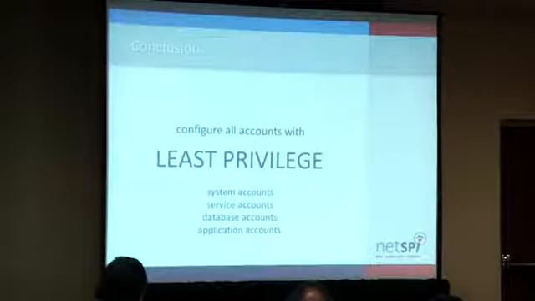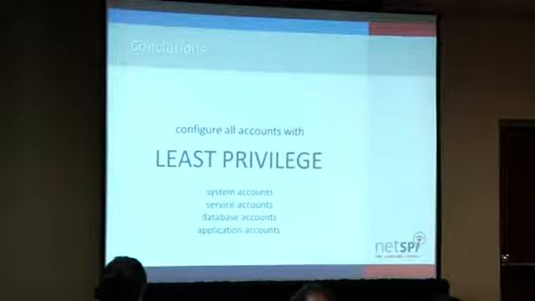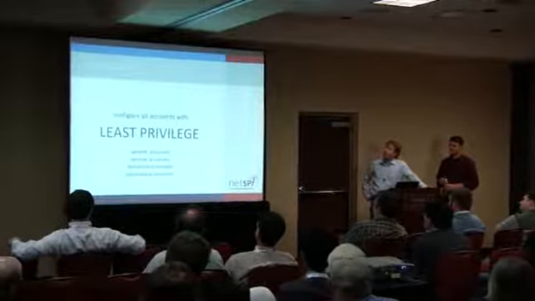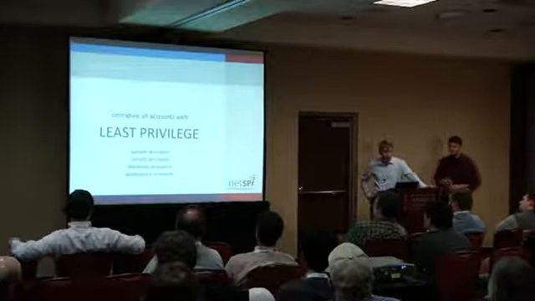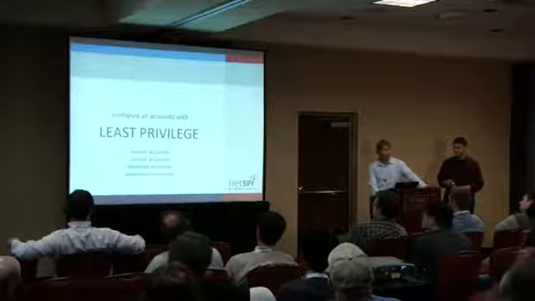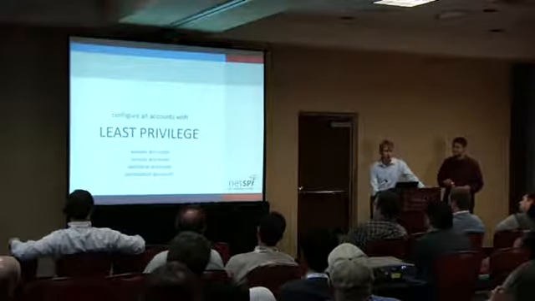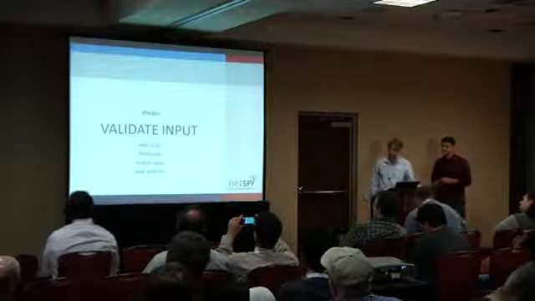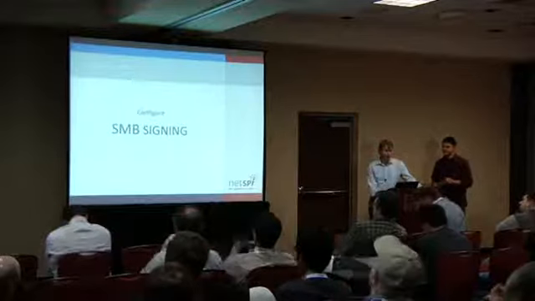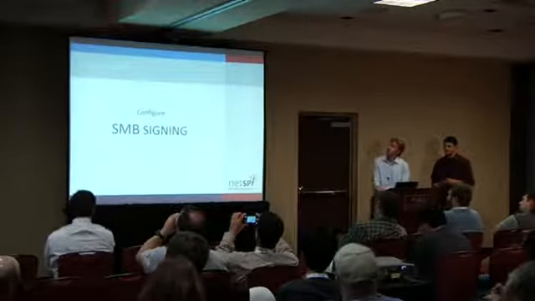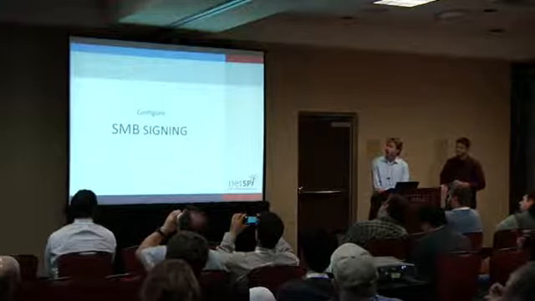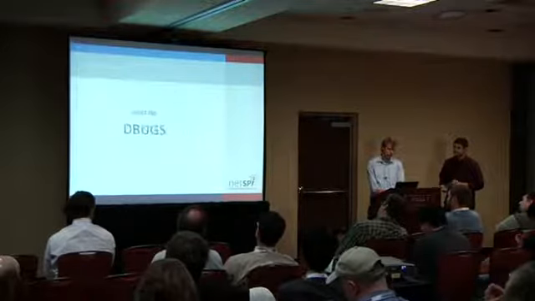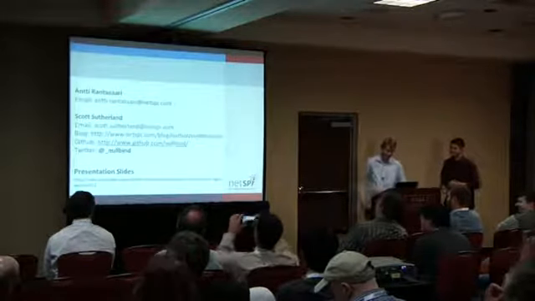A couple of conclusions quickly. Configure all accounts with least privilege. System accounts, service accounts, database accounts, application accounts, and the links as well. Because most likely, if you have excessive privileges, there's some way to bypass all the controls. Validate input: web apps, thick apps, mobile apps, web services. Configure SMB signing. That's a good mitigating control for SMB relay. So that's not possible then if you have SMB signing enabled. Don't do drugs. Thank you.